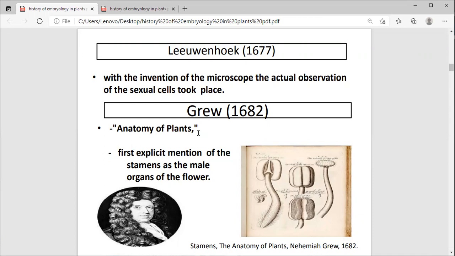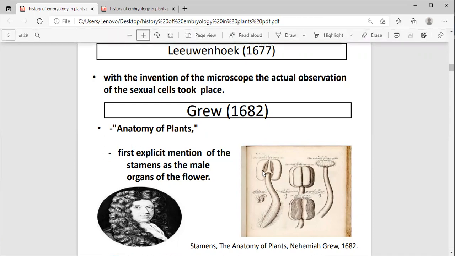Okay, and first time they have observed this kind of anther and they have made a diagram of it. They have, let's catch it on the paper here. So this is the first scientist, Grew, in 1682.